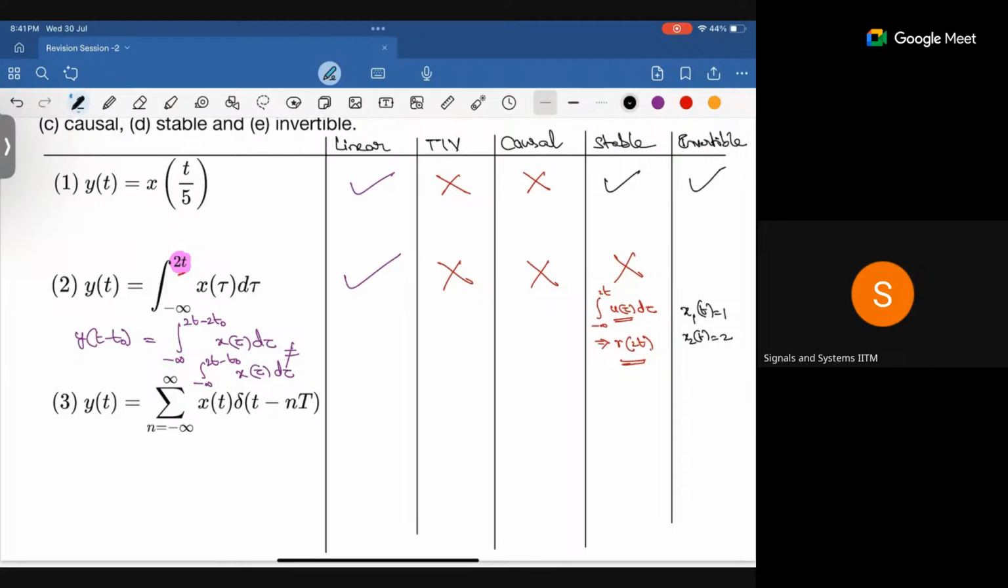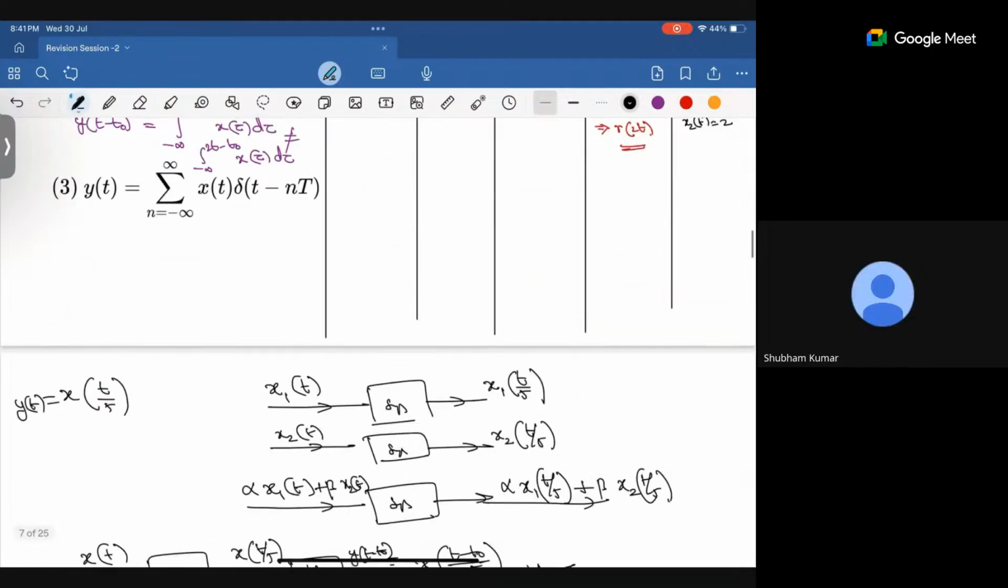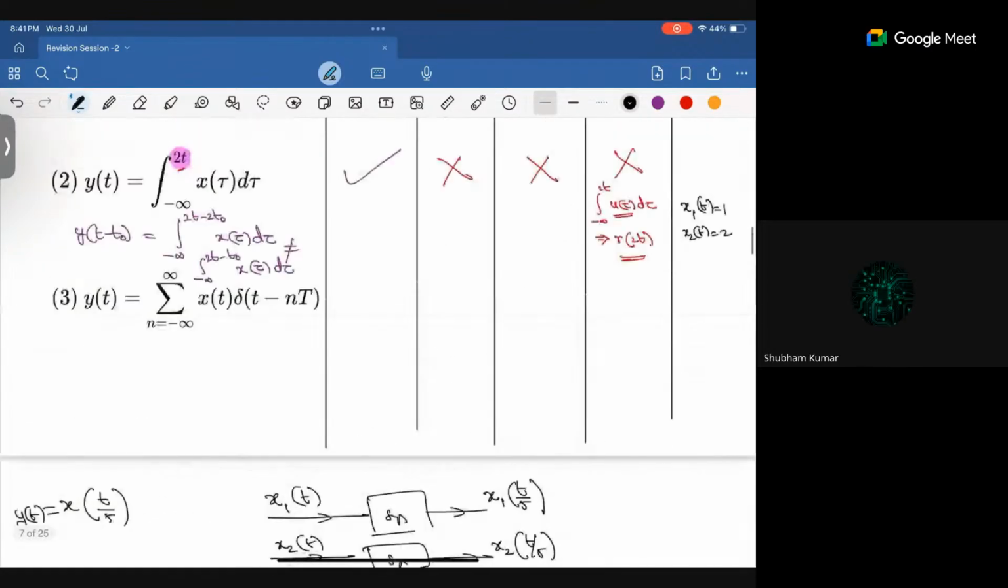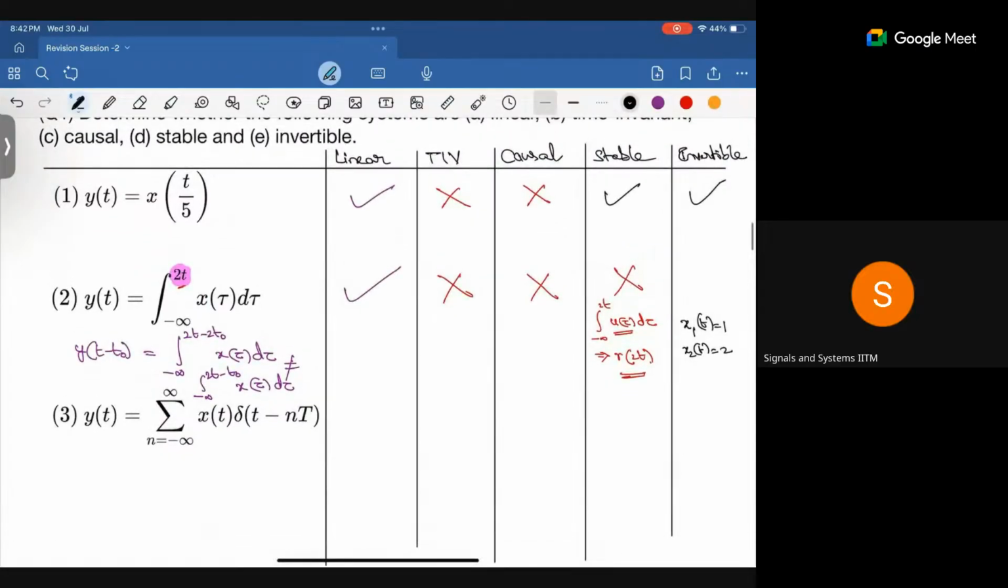Don't you guys see that? Yes, it is easy to observe, because it's starting from minus infinity and they are constant values. Right. So from minus infinity to 2t, the area under the curve, whether you take the input as 1 or 2, both will map to infinity, no? So in that way, this will not be invertible also.